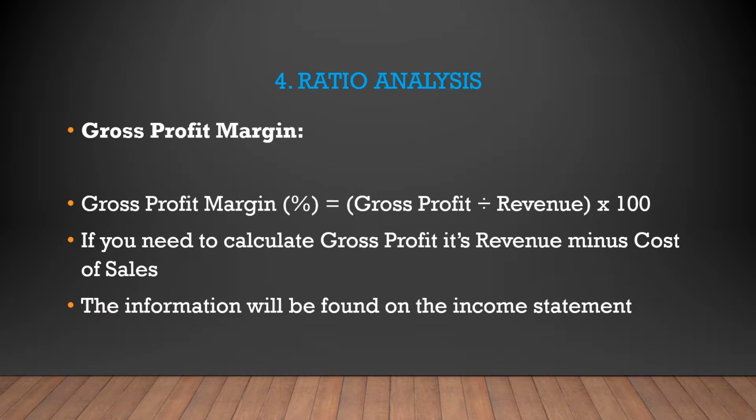Ratio analysis. Got to know those ratios: gross profit margin, net profit margin. That's what ratio analysis is. So we'll start with a reminder of gross profit margin. It's a common question. It's likely to be a quantitative question. So gross profit margin is gross profit divided by revenue times 100.